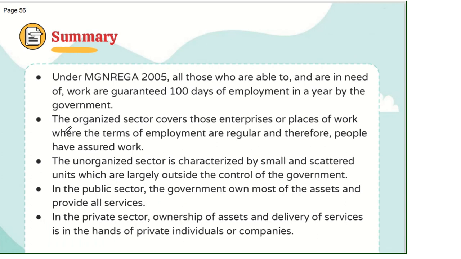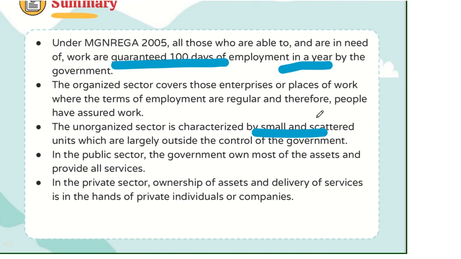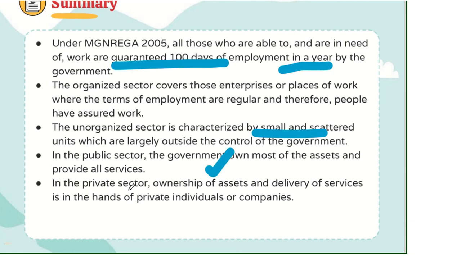Let's summarize. Under MGNREGA 2005, all those who are able to and are in need of work are guaranteed 100 days of employment in a year by the government. The organized sector covers those enterprises or places of work where the terms of employment are assured. The unorganized sector is characterized by small and scattered units which are largely outside the control of the government. In the public sector, the government owns most of the assets. In the private sector, ownership of assets and delivery of services are in private individuals' hands.